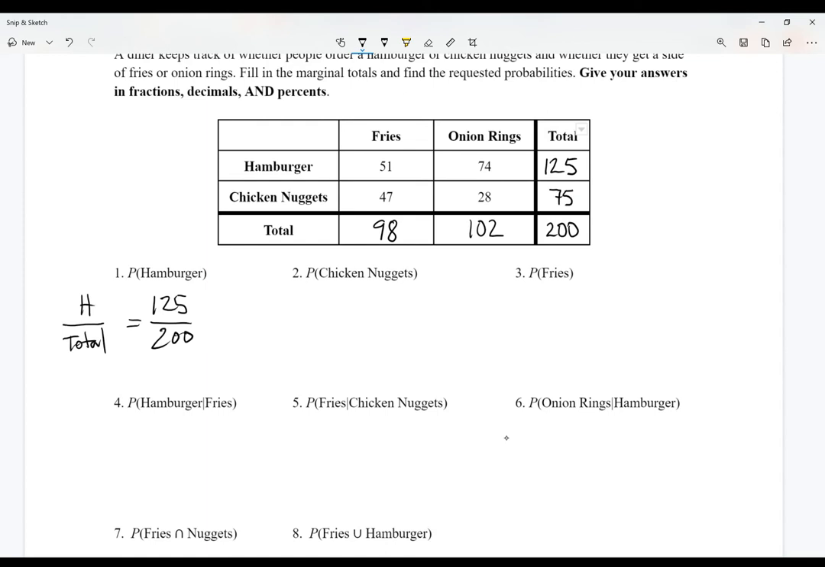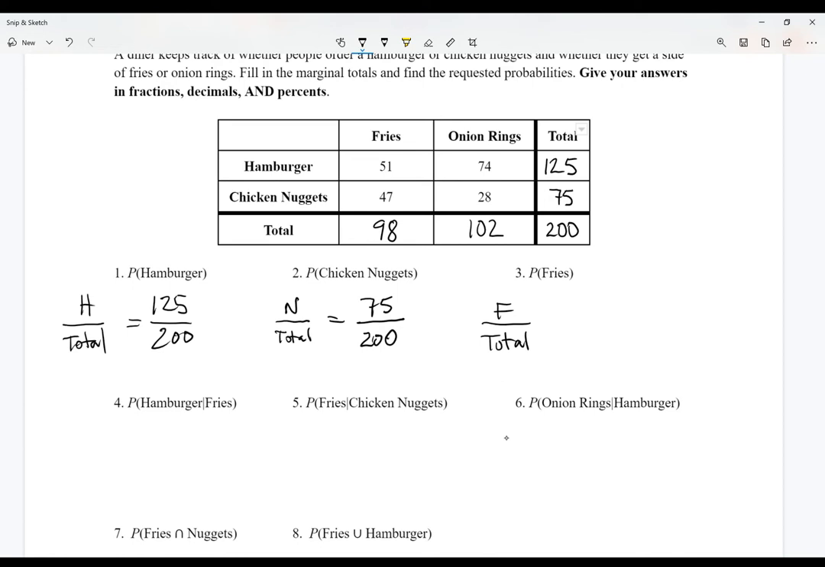If we're looking at the probability of those that chose chicken nuggets, that's the number that chose chicken nuggets, again, over the total in the sample space. And so those that chose chicken nuggets, that's 75 over the total, which once again is 200. And then we have the probability of fries, and that's the total number of fries over the total again here.